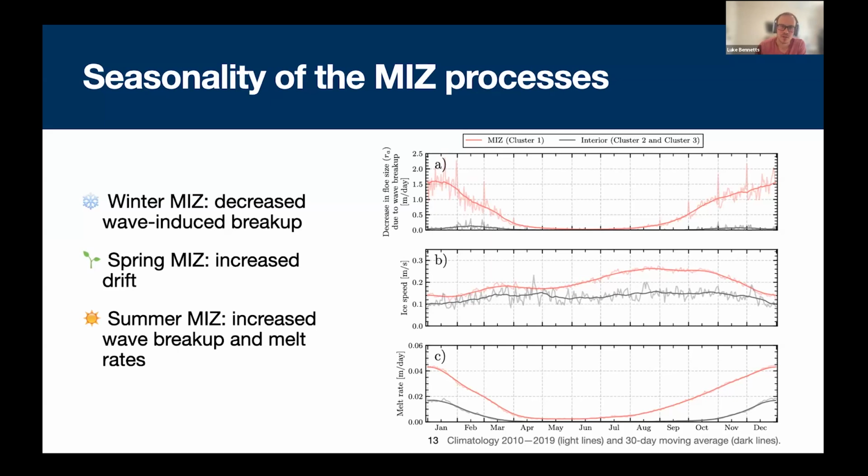And then we have the melt rate at the bottom. Again, it's much greater in the marginal ice zone than in the interior ice cover, and as you'd expect, particularly during the summer.